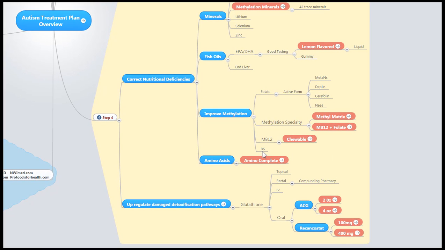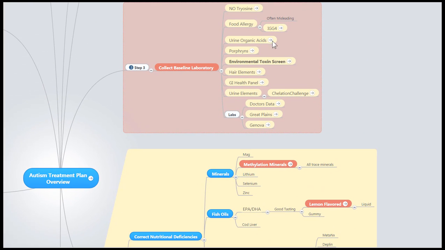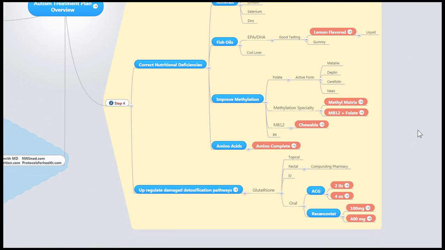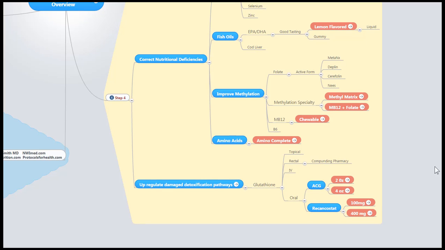B6, I don't have a link to that, but some of our multiples have that in it. Some of these children need tremendous doses of B6, up to 250 milligrams. The normal dose is like 2, but that's going to vary from child to child. The urine organic acid test we mentioned up here can give you that information if your child is showing markers for severe need for B6. That's one of the reasons why we do that test. Amino acids are often deficient. This is just a link to a general amino acid complex.